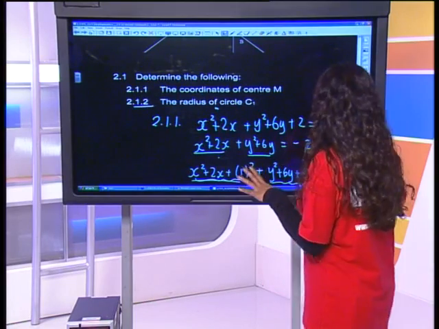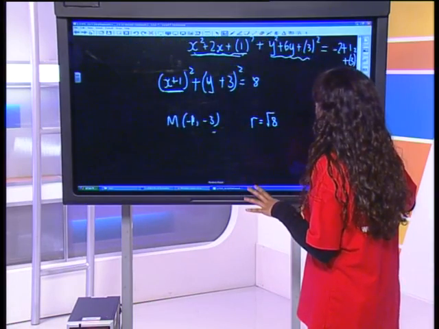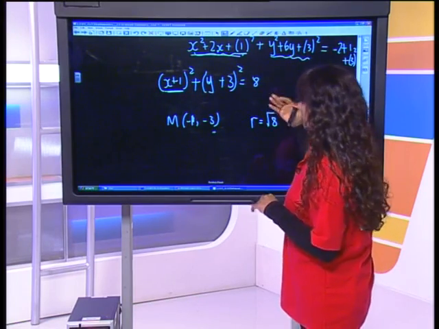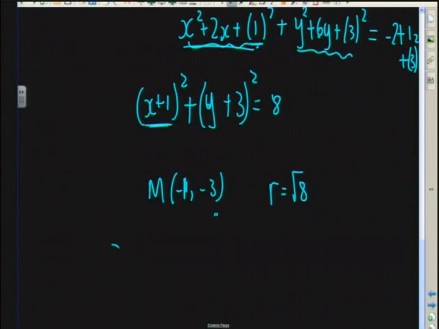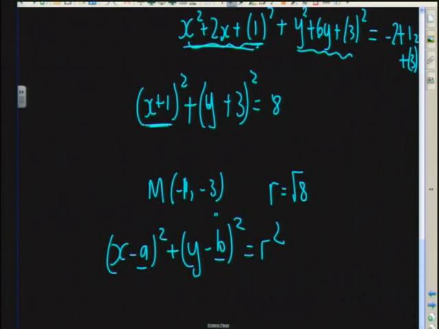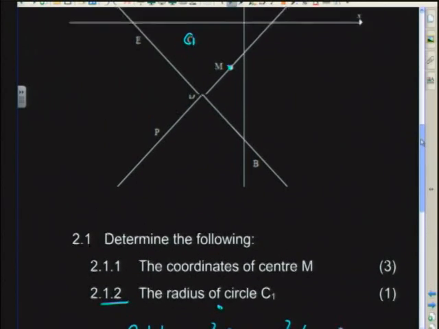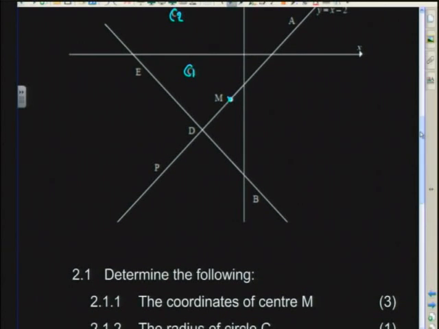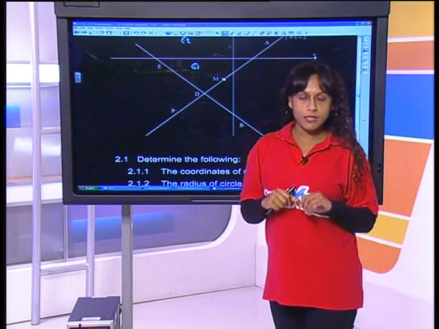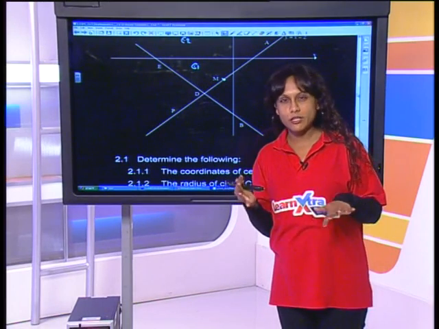Well, by completing the square, remember you get it in the correct form. So this is the form, remember, that we use: (x minus a) squared plus (y minus b) squared is equal to r squared. So now that we've written it in that form, a and b gave me the center of the circle. R squared is 8, so therefore r is equal to the square root of 8, and that is the radius of circle C1.